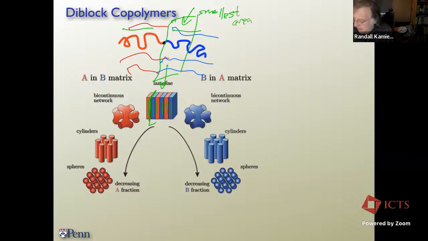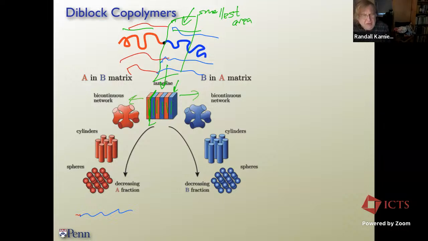What's strange though is that to do this, you have to distort the polymers. And here it's quite easy. The polymers are just stretched a little bit, in this direction and that direction. But imagine instead that you have a situation where you have a very small amount of red. So you have a Diblock that looks like this. It's a very short red chain attached to a very long blue chain.